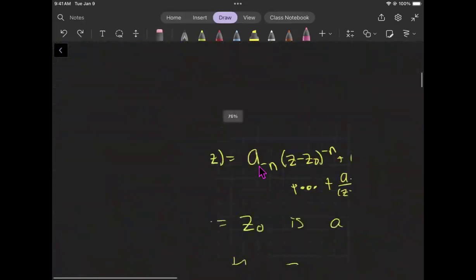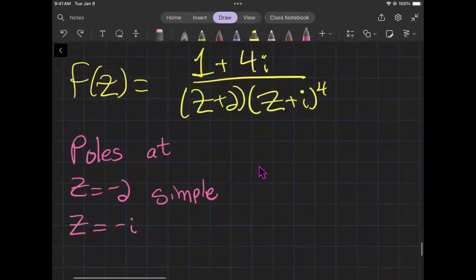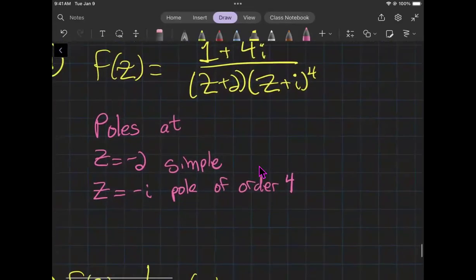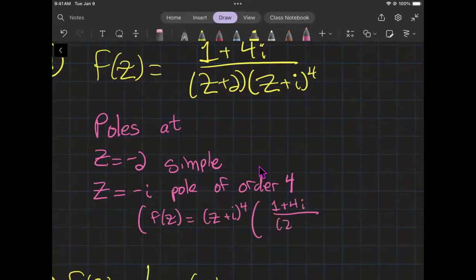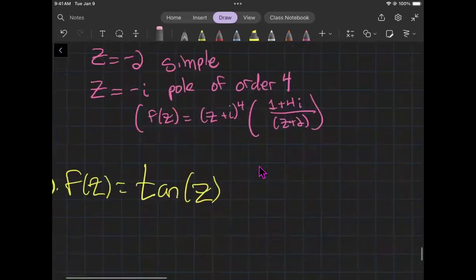So what that means is z equals -i is a pole of order 4. You can check for yourself that you can express this function as f of z equals phi of z over z plus i to the fourth, where phi of z is 1 plus 4i over z plus 2. Evaluating at z equals -i gives -i plus 2, and 2 minus i is not 0, and it's also analytic. So it's analytic at z equals -i, so z equals -i is a pole of order 4.